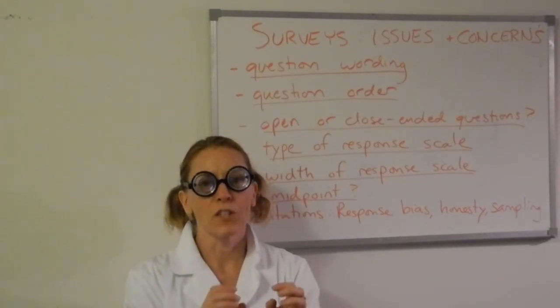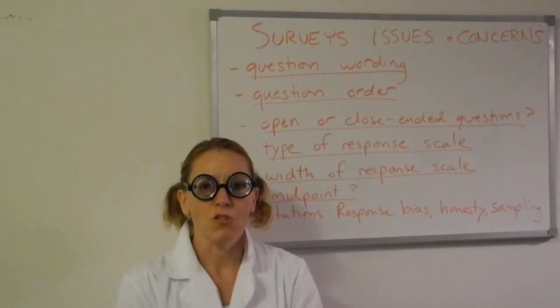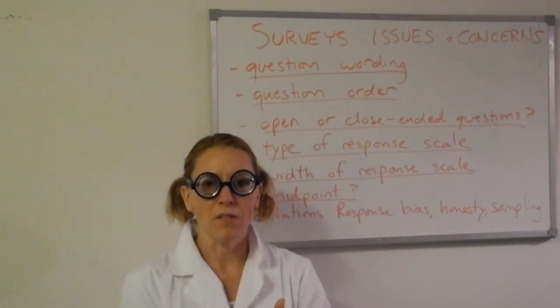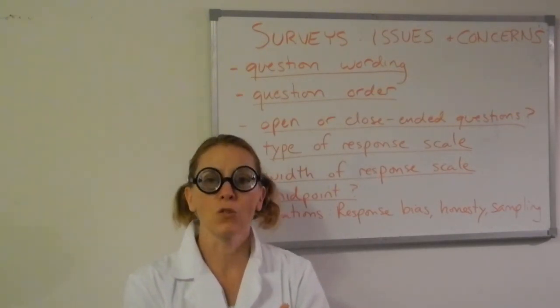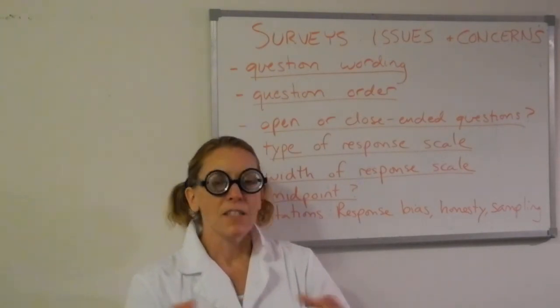Whereas if they're just circling 1, 2, or 3, you don't know if they're just agreeing with a lot or if they are being extreme about it. You can't get that information from that small scale. On the other hand, it's quicker for the participants to respond to. Okay, so that's the width of the scale.